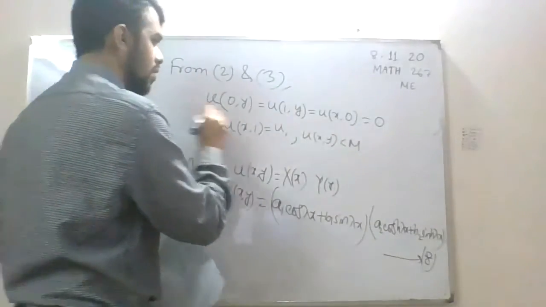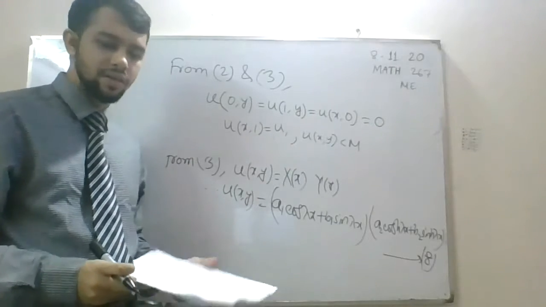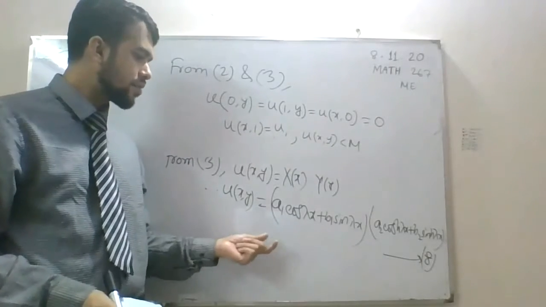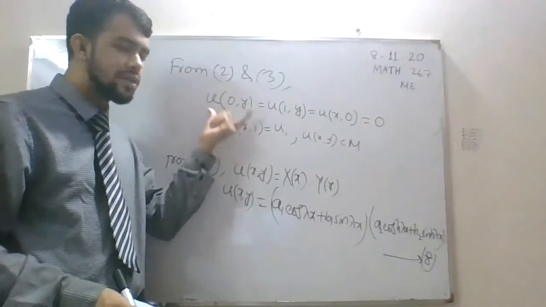So from equations 2 and 3, these are boundary conditions. Now you have to find out the values of a1, a2, b1, b2 using these conditions. Okay.